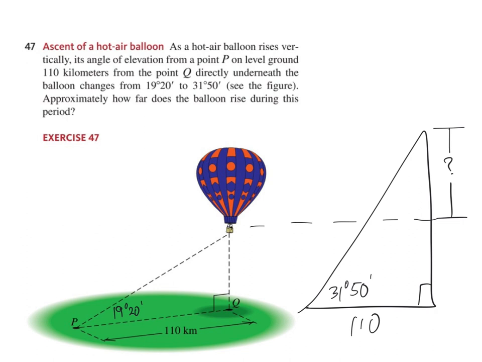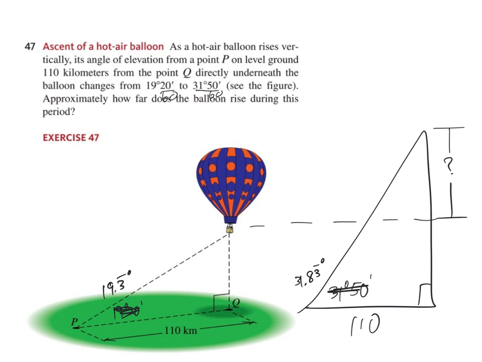Now, the balloon. We're looking at it, and you're 110 kilometers away, and you're looking at it with an elevation of 19 degrees and 20 minutes. So divide that by 60, that's 2/6 or 1/3, so 19.3 repeating degrees. Okay? And then it's measured from the same point, 110 kilometers away, and that angle is 31 degrees and 50 minutes. So we divide 50 minutes by 60. Again, 50 minutes is not 0.5. So 50 divided by 60 is 0.83. So this is 31.83 repeating degrees.